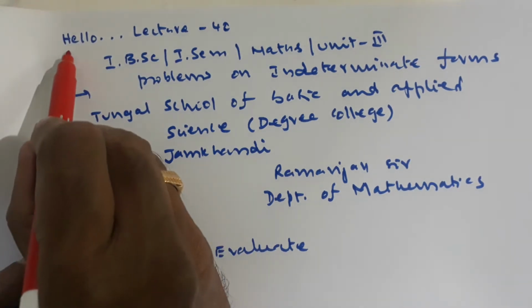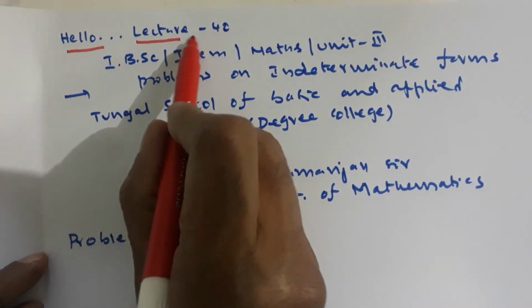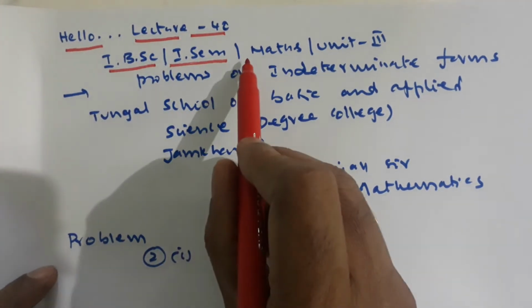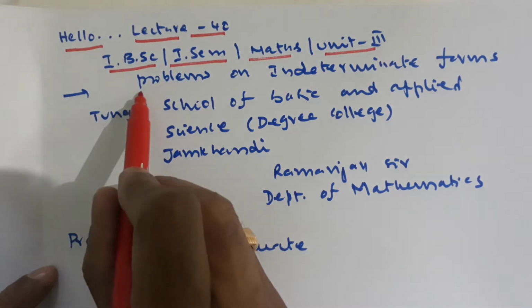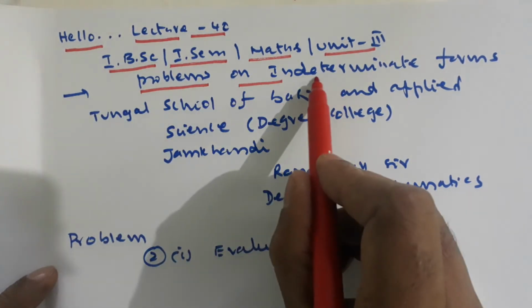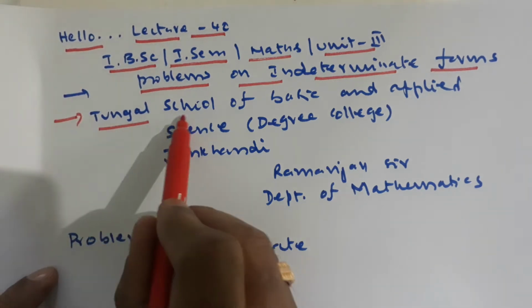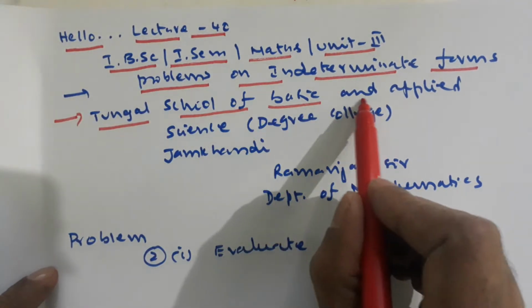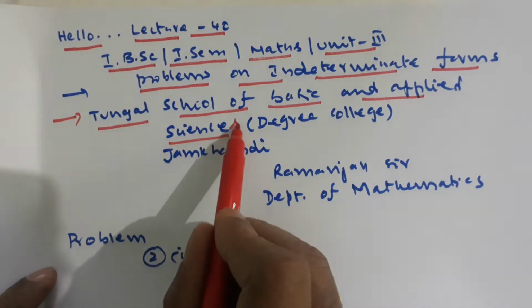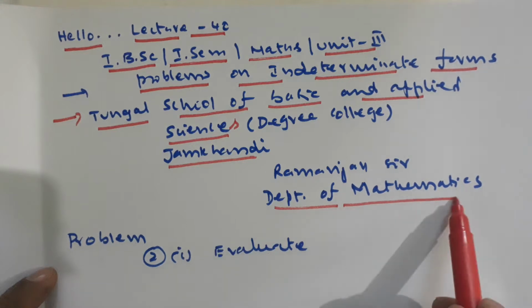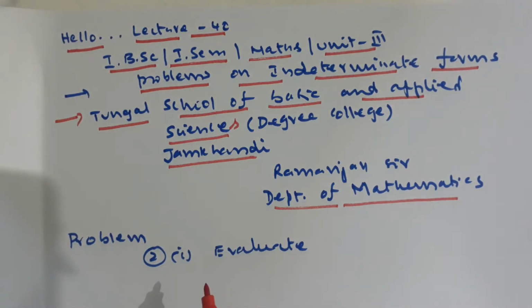Hello, this is lecture 40, first BSc, first sem maths, unit 3. Problems on indeterminate forms from Tungal School of Basic and Applied Sciences, Degree College, Jamkandi. I am Ramanjan sir, Department of Mathematics. So let us see problem 2, as problem 1 was completed in lecture 39.